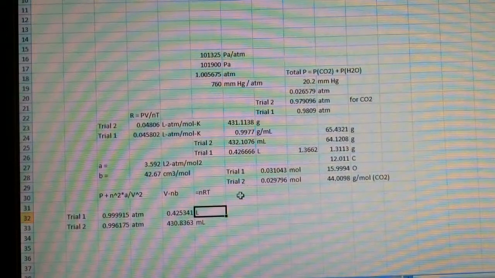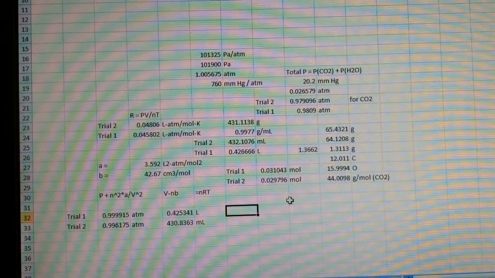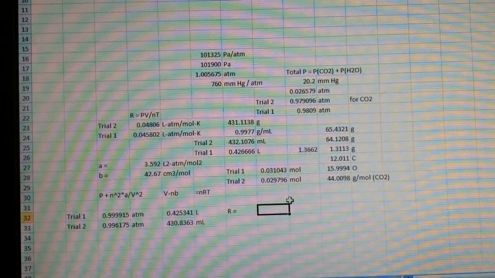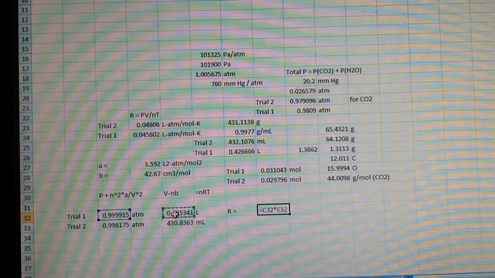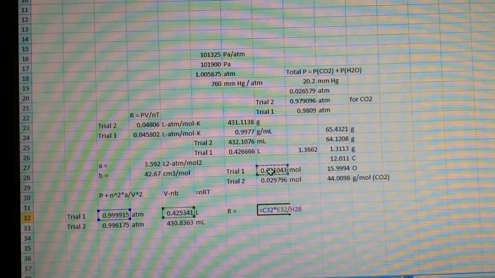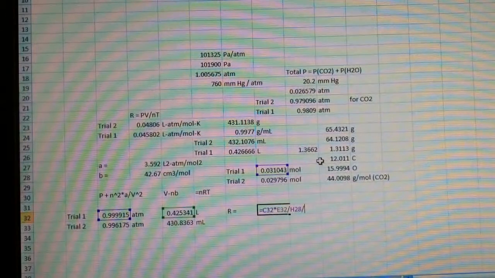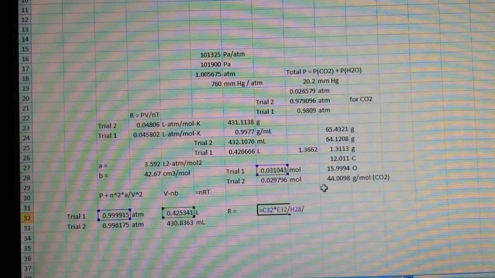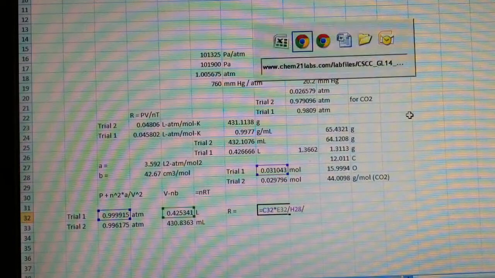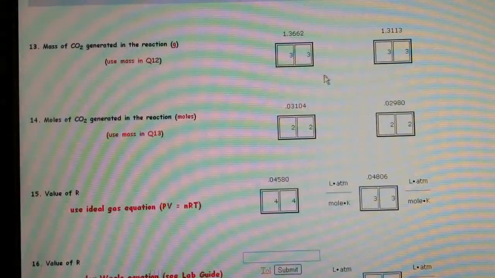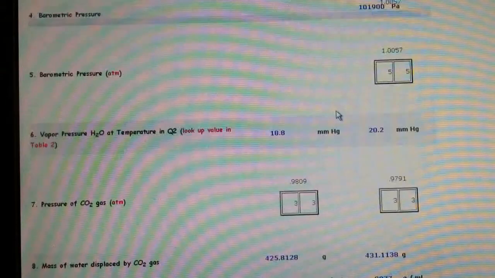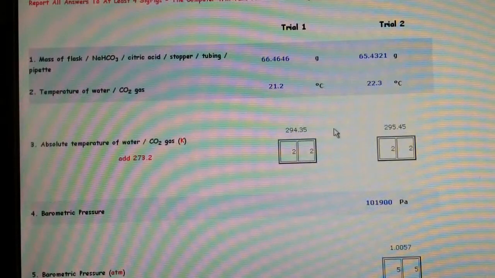Alright, so if I want to calculate R, my R is equal to these two, atmospheres times liters, divided by the moles, and divided again by the temperature in Kelvin. And let's see, where was the temperature? I didn't have the temperature written here, so let me go back and find it. For trial 1, I had 294.35.